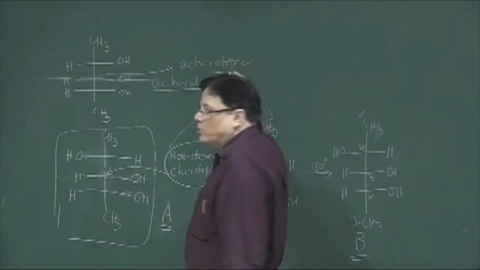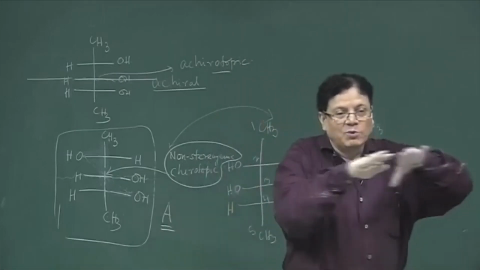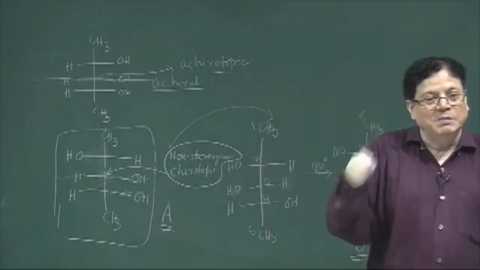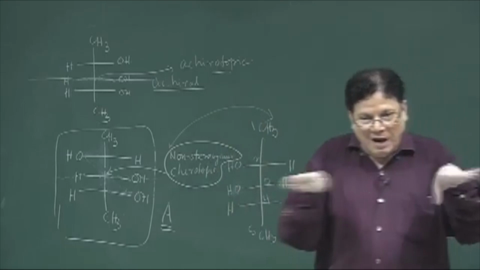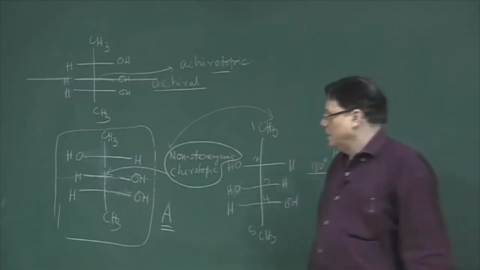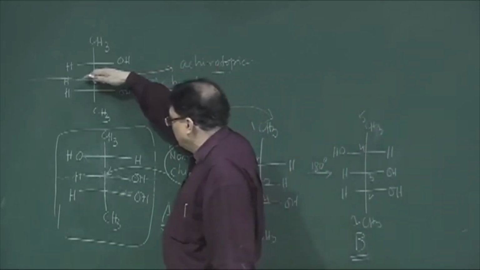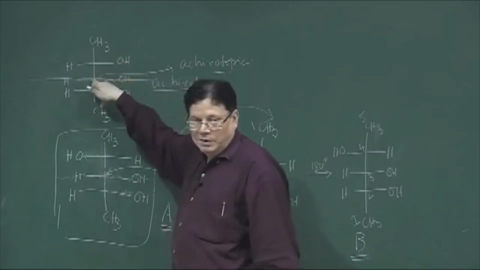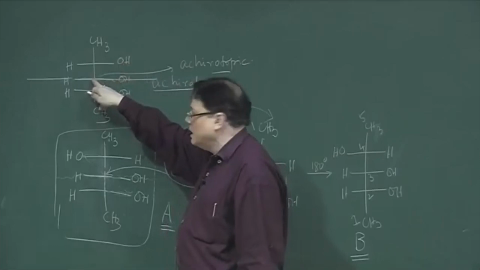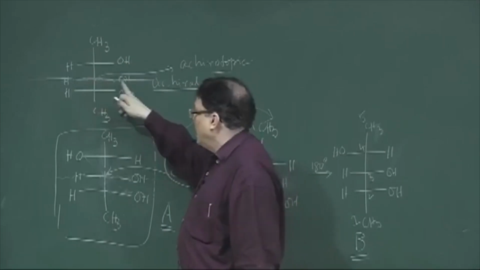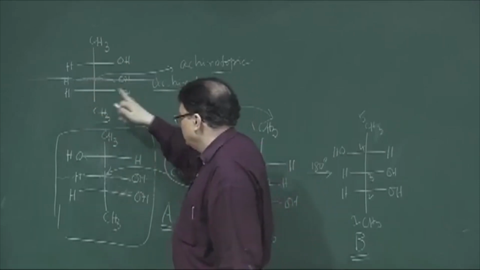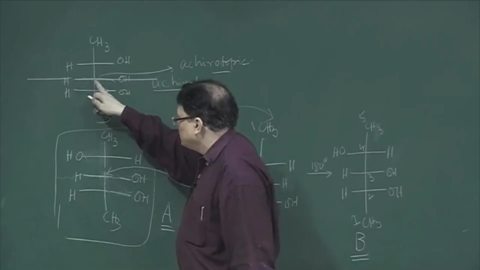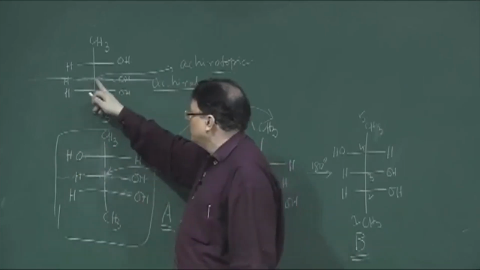So, what is not a chirotopic point? The point through which these improper elements of symmetry are passing. So, this is an achirotopic point, because the sigma plane is passing through this carbon. And now, what is the stereogenicity of this carbon?